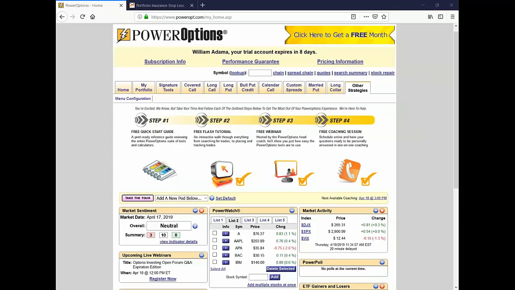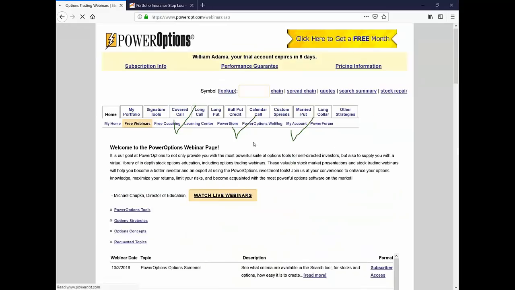PowerOptions. For those of you just getting started, I encourage you to take advantage of the 4 steps that are listed here. You can access the free Quick Start Guide at any time. There's a variety of flash tutorials to help you get more familiar with the tools on the site. You can access the webinars at any time, either our upcoming live presentations or, of course, just linking over to the free webinars tab here.